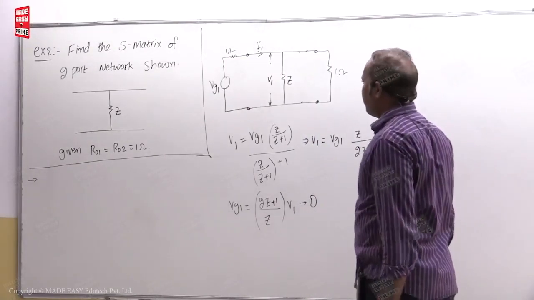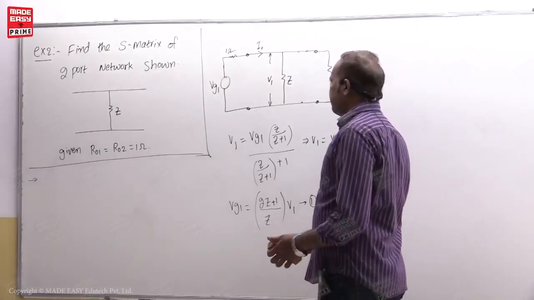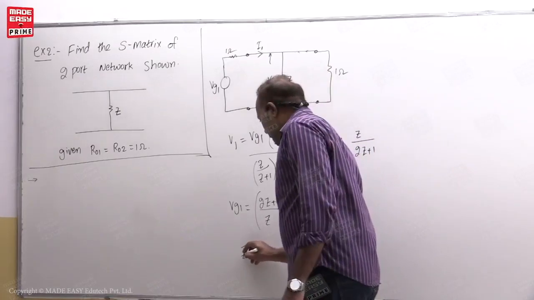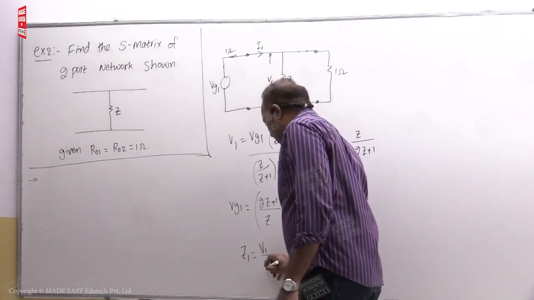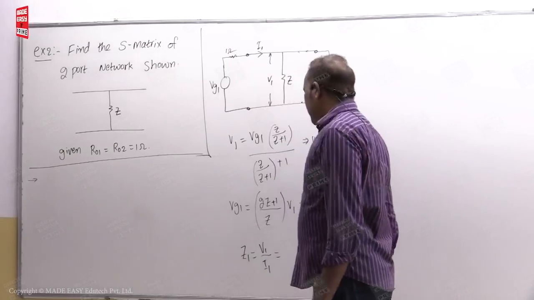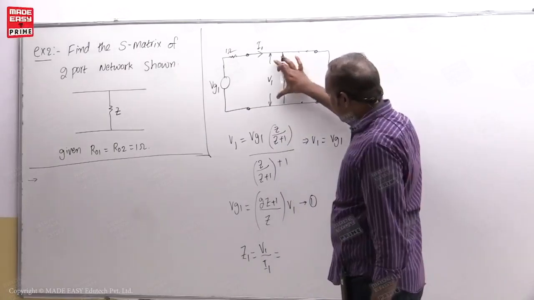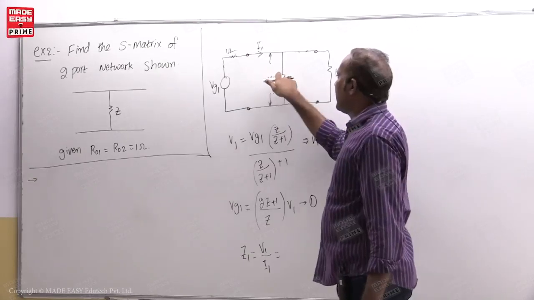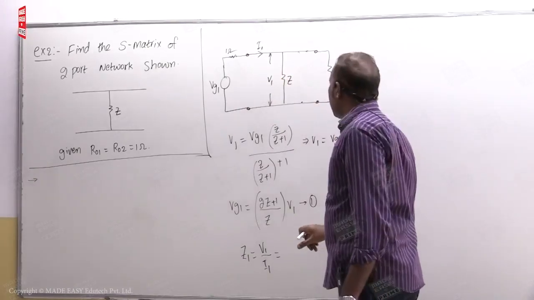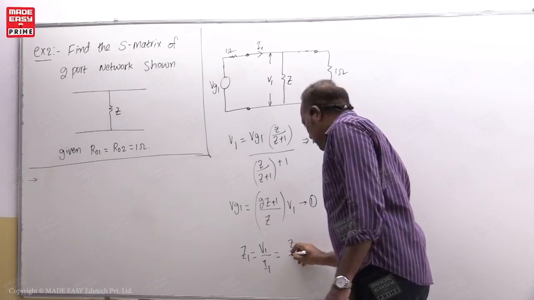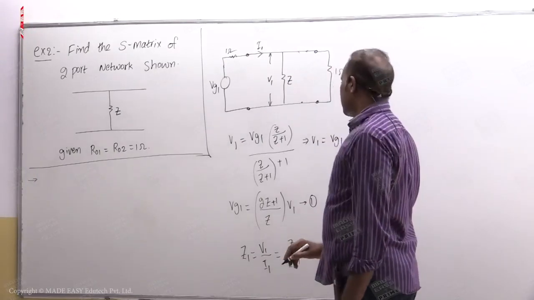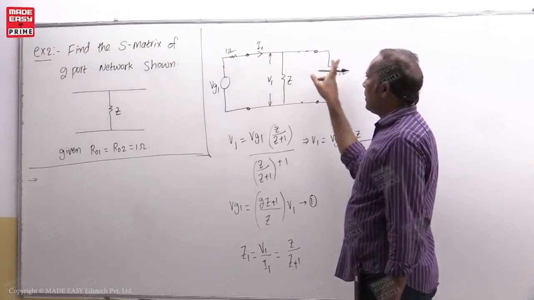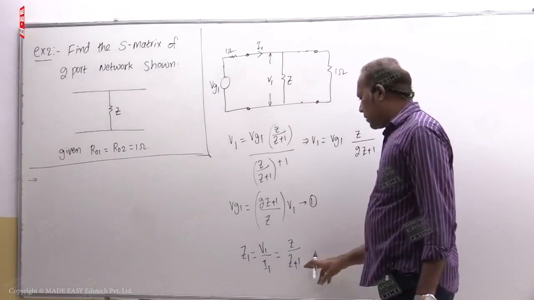equation number 1. Right. Now what is Z1? Z1 definition is V1 by I1, that is equal to V1 by I1, which is nothing but impedance seen here. So that is Z divided by Z plus 1, dear students. Right? Voltage across this divided by current into them, their parallel combination Z by Z plus 1.